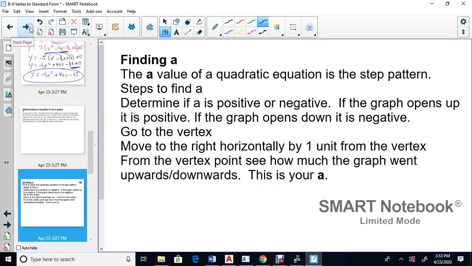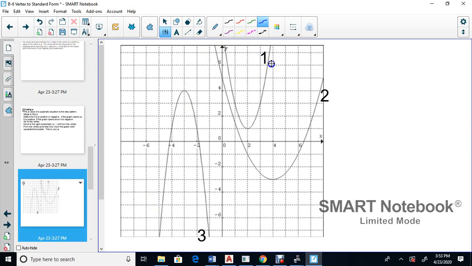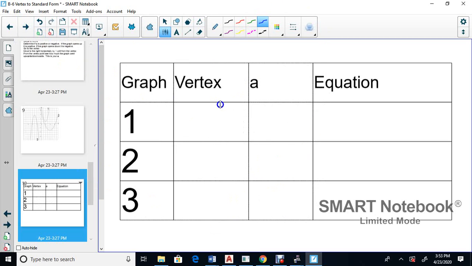So the best way is to actually do some of these. I've set up these graphs here. We're going to start with 1, 2, 3. Hopefully it's in the same order as you. And we're going to have the table on the next page, so I'll fill in as we go for the vertex, the a, and the equation. Oh, and every single time we use the same equation, I'll write it out here. I hope there's enough room. If not, we'll make it bigger.